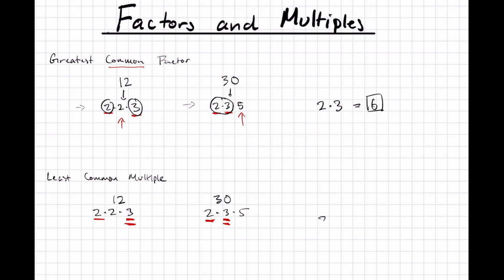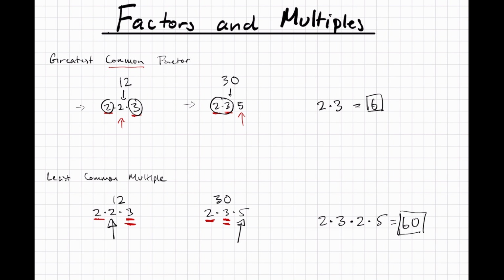Just like we did earlier, 2 times 3, right? So we're going to multiply the common numbers, and then we're going to multiply every other uncommon number as well. So we're going to multiply 2 times 3, and then we're going to multiply by 2, and then we're going to multiply by 5. Okay, and what does this give us? 2 times 3 is 6, times 2 is 12, times 5 is 60. As we expected, that gives us a total answer of 60 as the least common multiple.